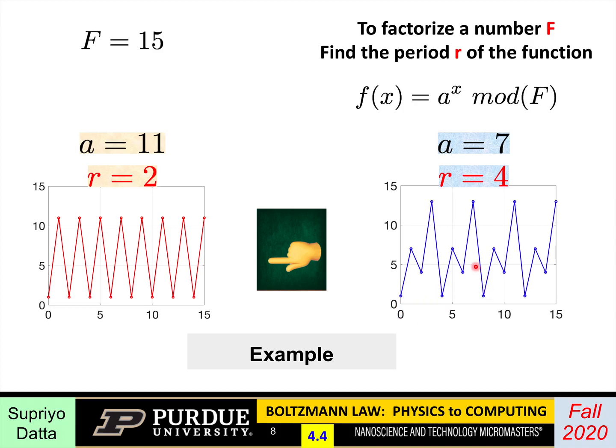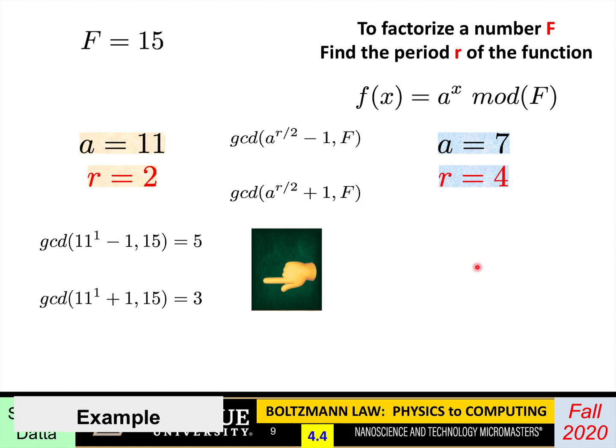Now, once you have found the period, and that's what Shor's algorithm will let you do for large numbers easily, how do you find the factors? Well, the rule is you find the greatest common divisor of the number you have and each of these two quantities: a to the power r over 2 minus 1, and a to the power r over 2 plus 1.